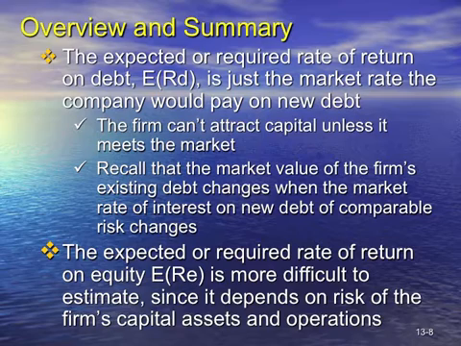And then, so man, we're digging way back now to stuff we've already learned or failed to learn. People who failed to learn it now are going to find out that they're clueless in Chapter 13 about this notion of required return on debt. The expected or required return on equity is more difficult to estimate. Why? Well, because it depends on risk of the firm's capital assets and operations. What can we know about a corporation? We can know its market price per share. How do we get from market price per share to expected return on equity?